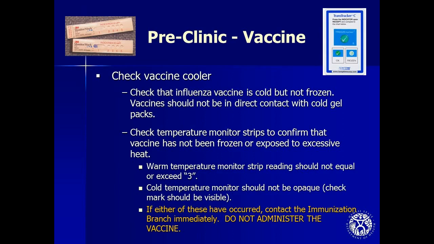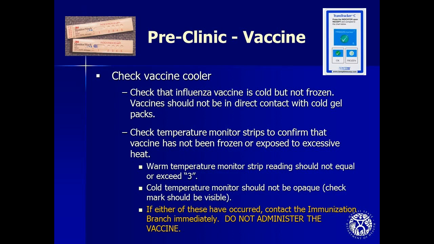The clinic manager or vaccine group supervisor must check the vaccine cooler to ensure that the vaccine is cold, but not frozen. Vaccines should not be in direct contact with the cold gel packs. The vaccine should have been packed with temperature monitor strips. Check the monitors to confirm that the vaccine has not been frozen or exposed to excessive heat. Warm temperature monitors are pictured in the upper left-hand corner. The strip reading should not equal or exceed the number 3.